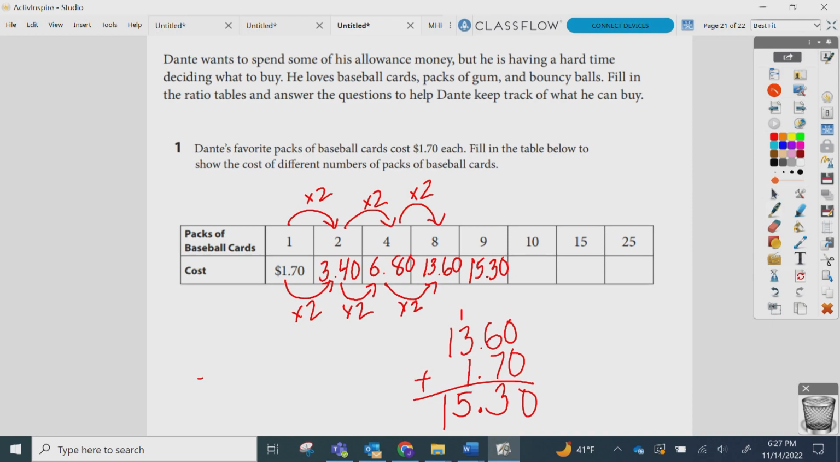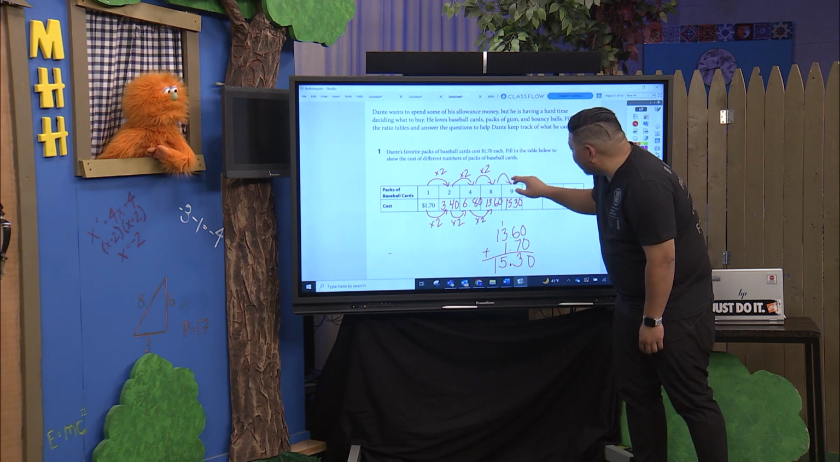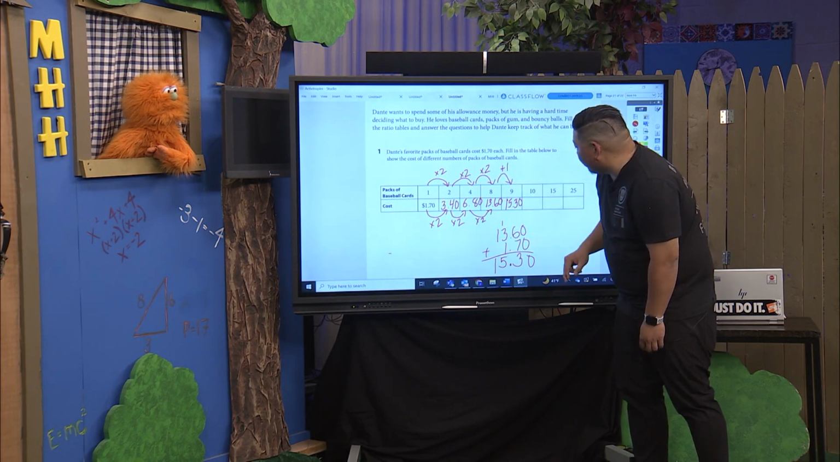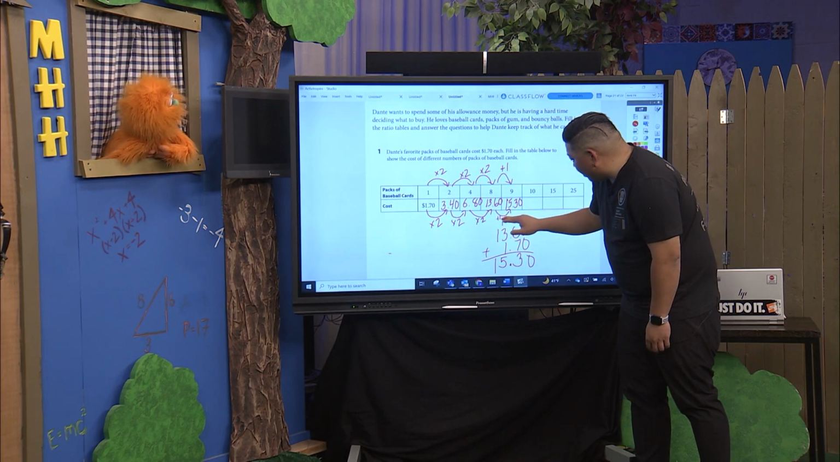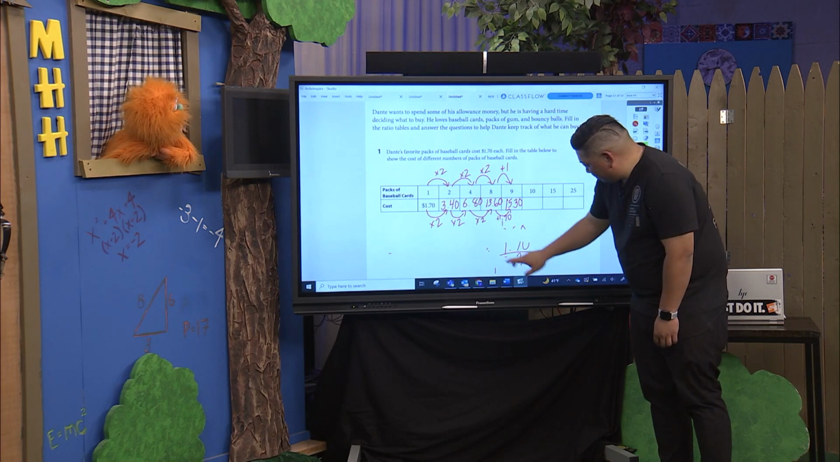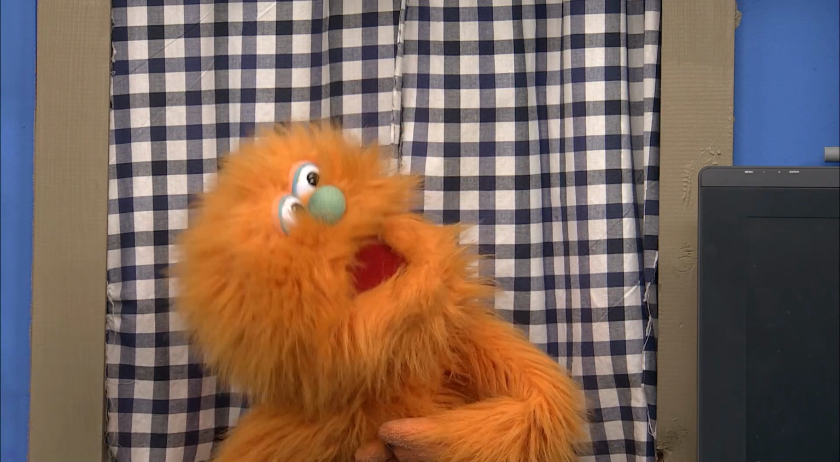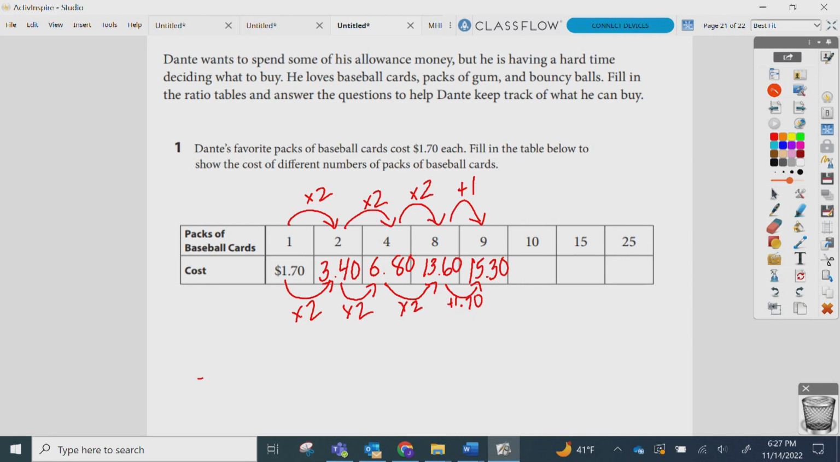Okay, so just to keep note, we didn't multiply by 2, we just added 1, right? And we added one group, so we added $1.70. So I'm looking at 10, which is the next one. And we could again just add $1.70. But you could do it another way, couldn't you?